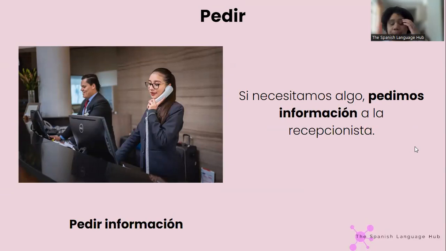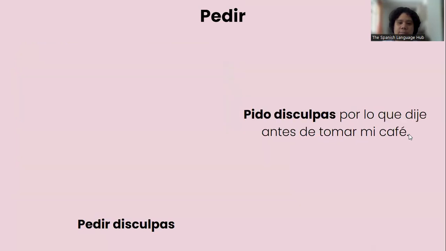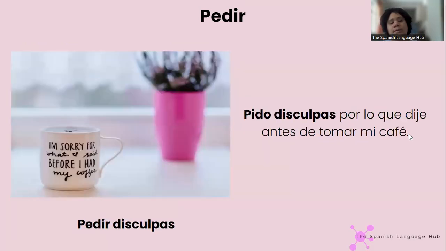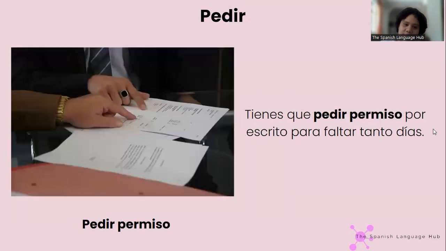Pedir información. Some expressions. Si necesitamos algo, pedimos información a la recepcionista. If we need something, we ask for information to the receptionist. Pedir disculpa is to apologize. I apologize o pido disculpas por lo que dije antes de tomar mi café. I apologize for what I said before I had my cup.